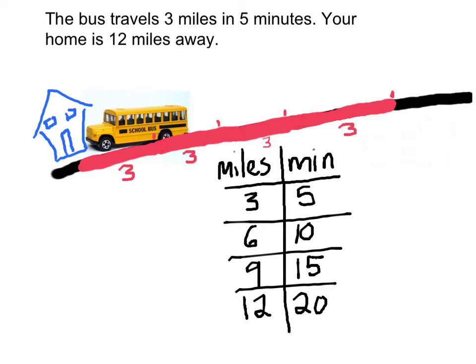And just like with the other problem, if we wanted to, we could go directly from 3 miles to 12 miles by multiplying by 4. And you'll notice that we have 4 groups of 3, so that makes sense. And if we multiply the miles by 4, we've got to also do that to the other side, to the minutes. We're going to multiply that by 4. And 5 times 4 is 20. So the answer is 20 minutes.